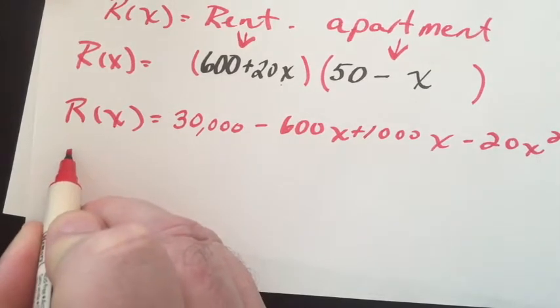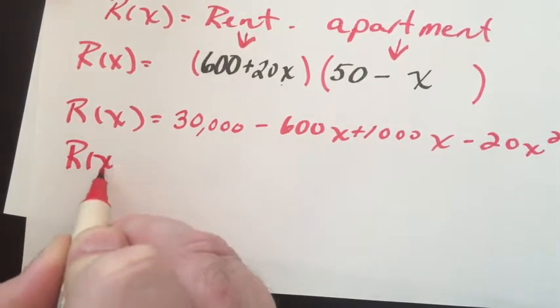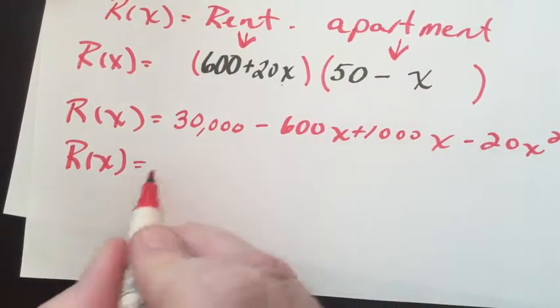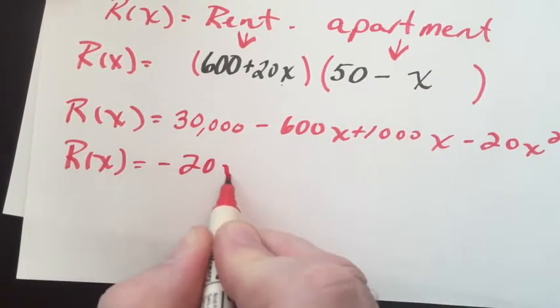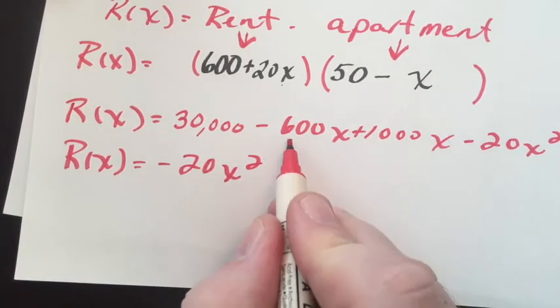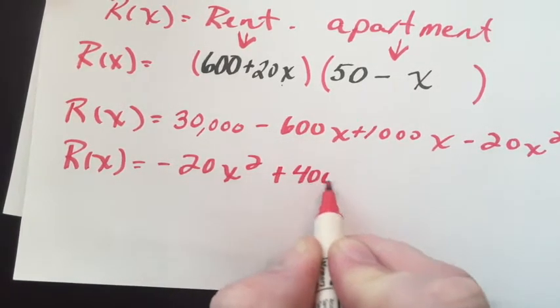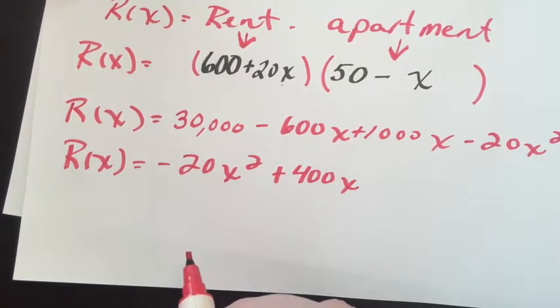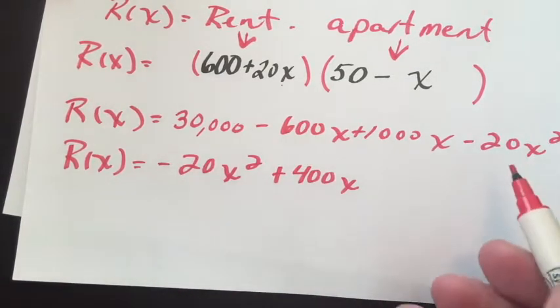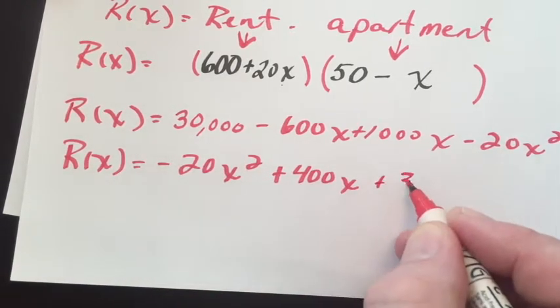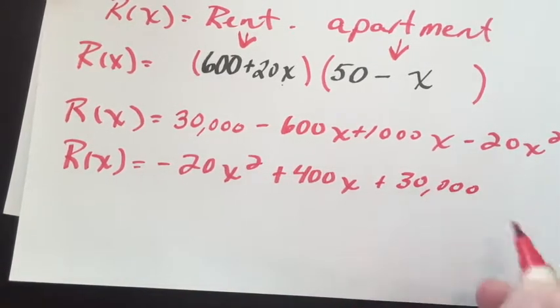As we do that, let's rearrange. Revenue is equal to, let's put our square first, negative 20x squared. 1,000 minus 600 would be plus 400x. And then we still have our constant of 30,000.